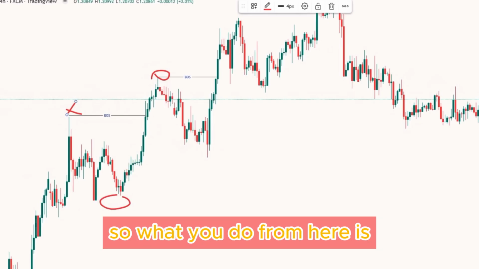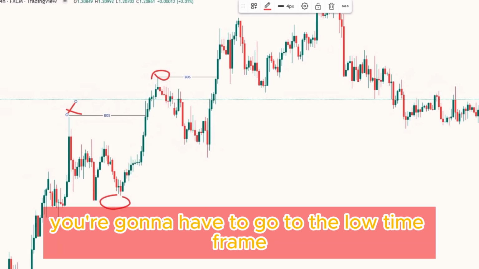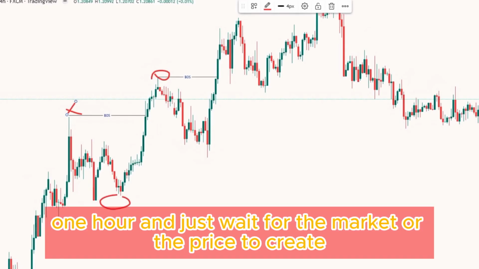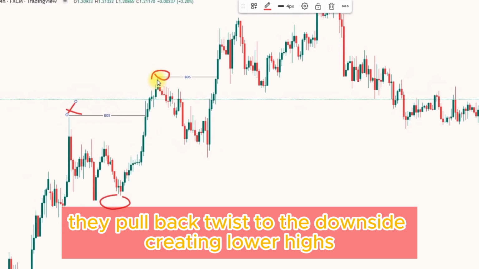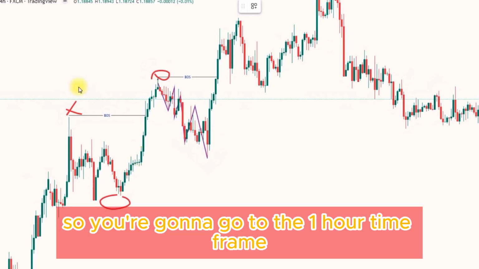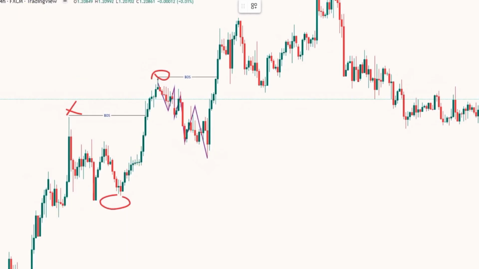So what you do from here is, you're gonna have to go to the lower time frame, like the 15 minutes, 1 hour, and just wait for the market or the price to create the pullback towards the downside, creating lower highs, lower lows. Okay? Until it comes back to your demand zone. So you're gonna go to the 1 hour time frame.